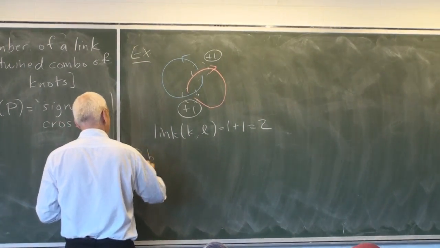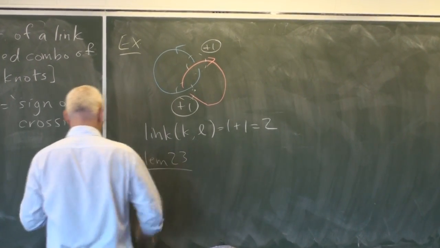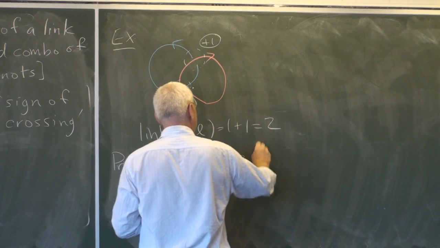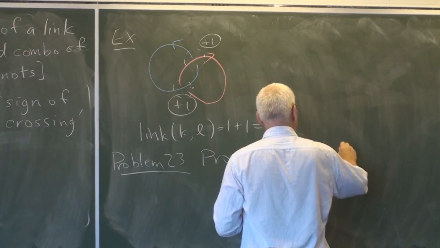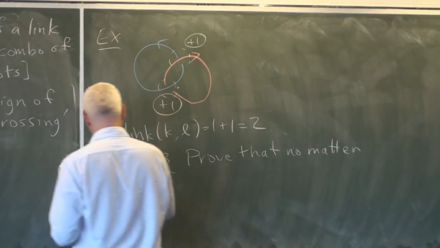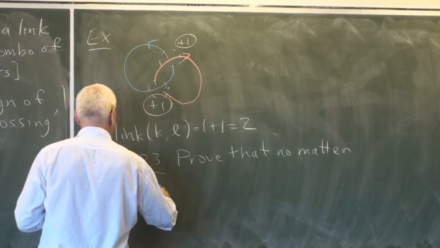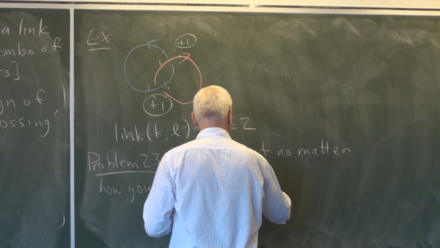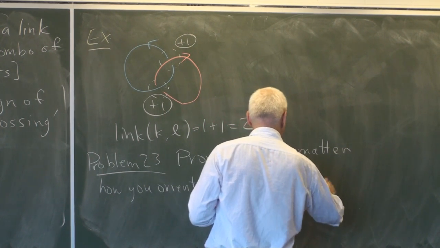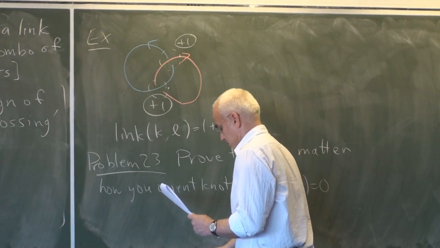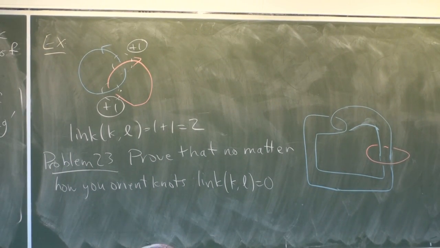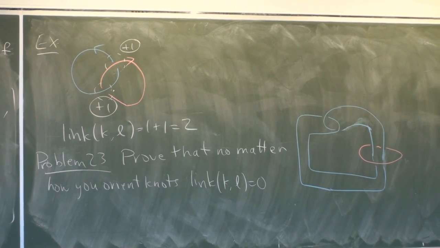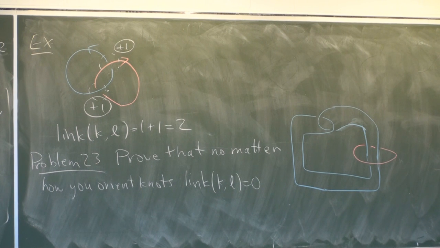All right, so here's problem number 23. Prove that no matter how you orient the knots, the link of these two is 0. And the two knots are, so both of them are unknots individually. So we have two unknots here. Individually they're not interesting, but the way they're linked together is sort of interesting. You can't pull them apart, for example.